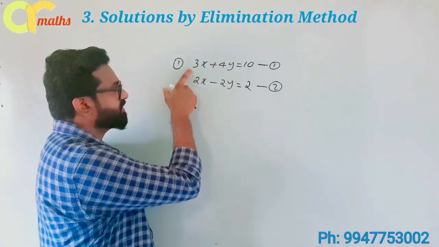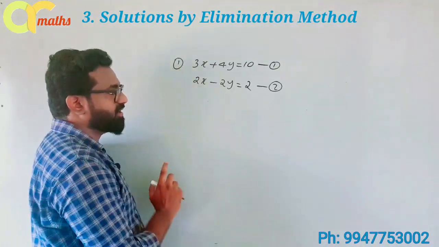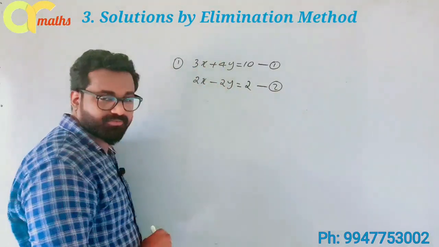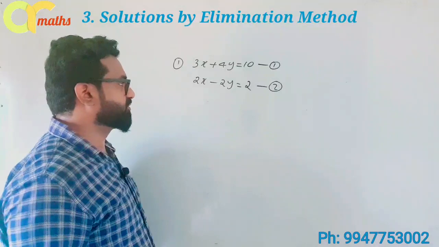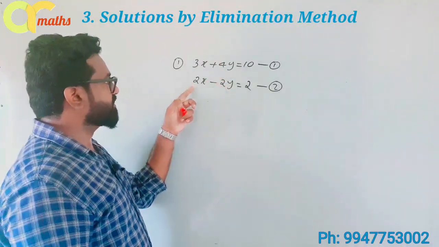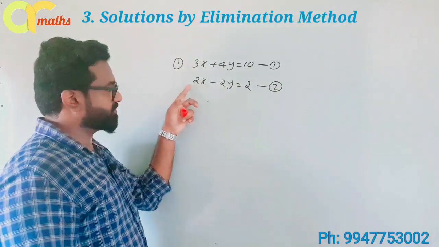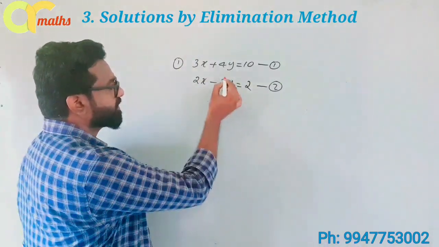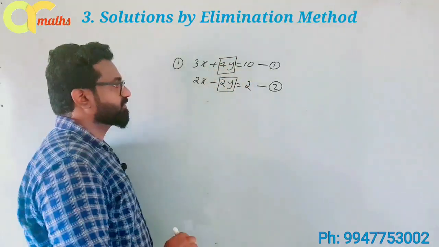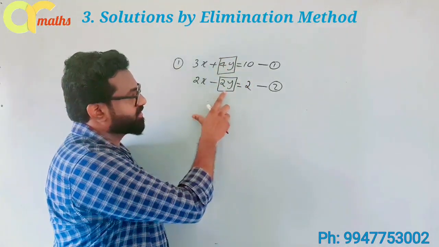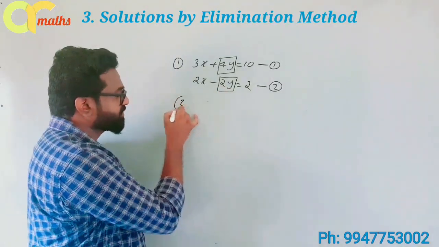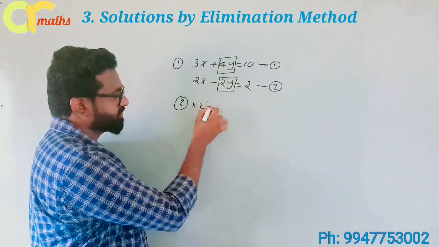Here 2x, here 3x, these two terms are not equal. Here 2y, this is 4y, these two terms are not equal. Make any terms equal. So here 4, here 2. Can you make it 3 in here? No. So this is 2y, this is 4y. Here you can make 4y by multiplying by 2. So equation number 2 multiplied by 2.